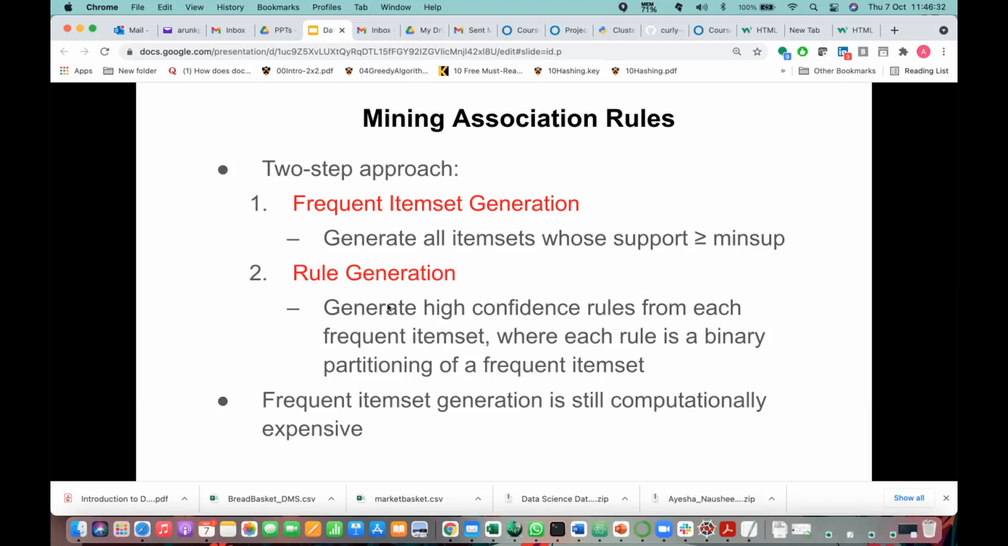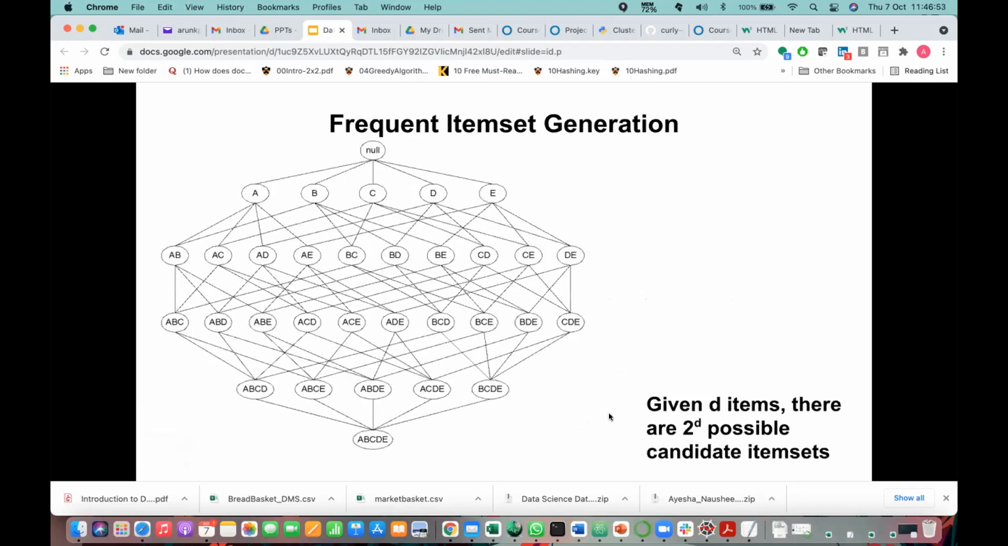So how will people generate these frequent item sets? We'll get to that algorithm now. For rule generation, once you get the frequent item sets, take the partitions, then find the confidence. Then you will get the rules, provided that the confidence is more than the minimum confidence. Frequent item set generation is still computationally expensive.